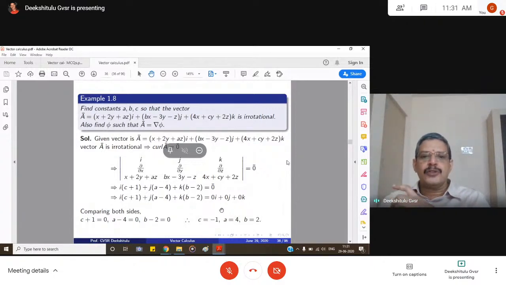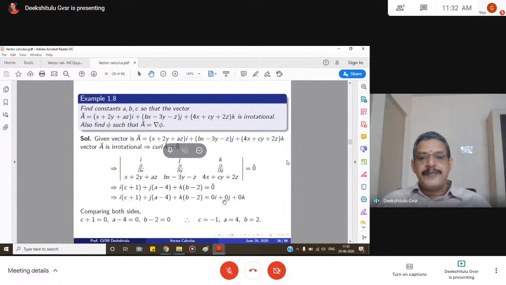So A bar is as given. Then curl A bar is the determinant with i, j, k, dou by dou x, dou by dou y, dou by dou z, and x plus 2y plus az, bx minus 3y minus z, 4x plus cy plus 2z, equal to 0 bar. So i into this, j into this minus this, k into this minus this. What we get is i into (c plus 1) plus j into (a minus 4) plus k into (b minus 2) is equal to, on the right hand side, a 0 vector.